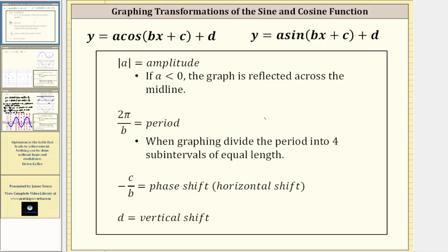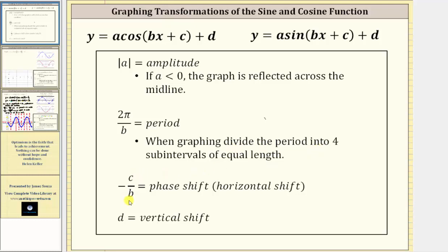In this video, we will graph a transformation of the sine function when the equation is in the form y equals a times sine of the quantity bx plus c plus d. The absolute value of a is equal to the amplitude, and if a is less than 0 or negative, the graph is reflected across the midline. 2 pi divided by b is equal to the period, and when graphing by hand, we always divide the period into 4 equal subintervals to make it easier to make an accurate graph.